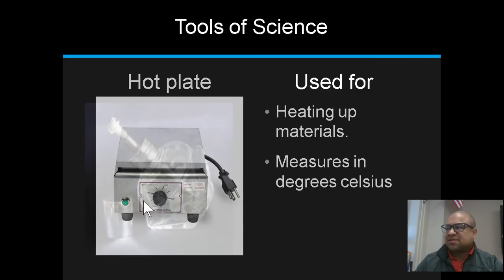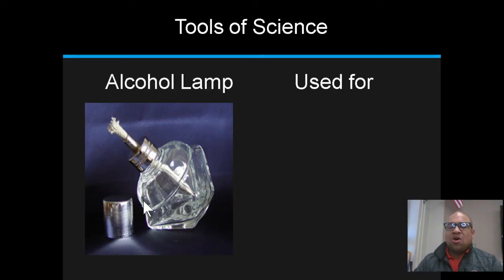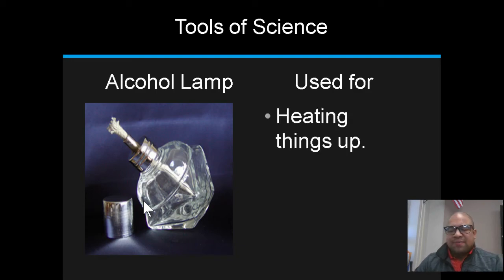This weird octagon-like shape object is known as an alcohol lamp. And we will use this from time to time when we have to heat up a substance under a ring stand. It heats up liquids or powders if we need to in labs.